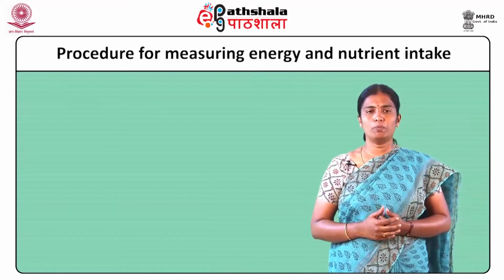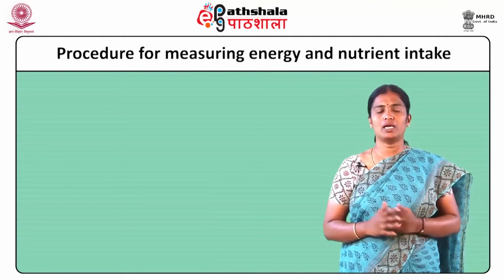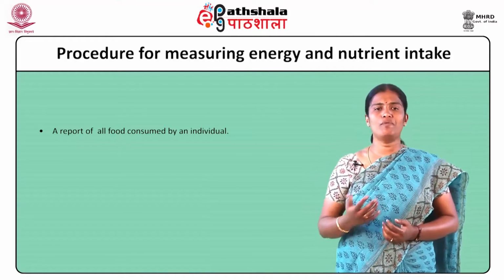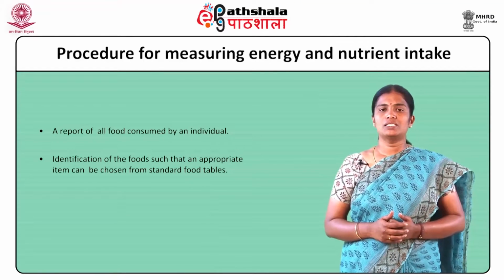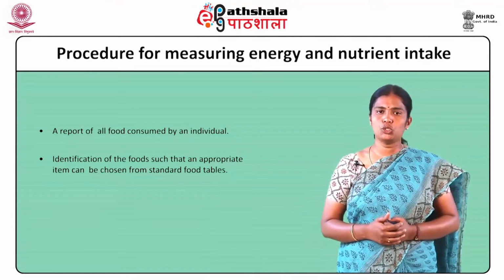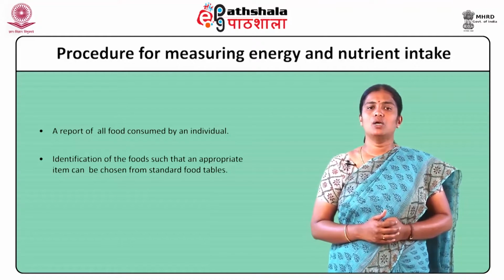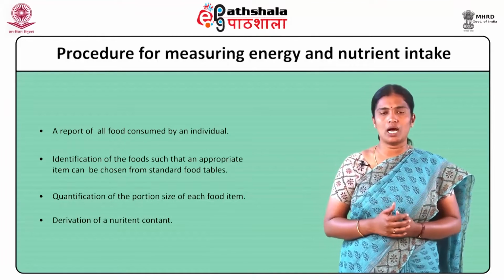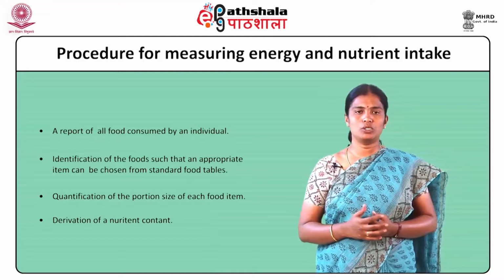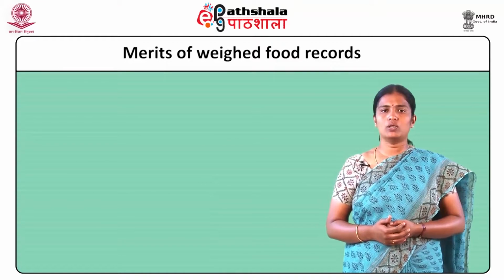The 7-day weight record has often been taken as a gold standard against which less detailed and demanding methods can be compared later. In general, the procedure for measuring energy and nutrient intake involves a report of all the weighed foods consumed by an individual, identification of the foods such that an appropriate item can be chosen from standard food tables, quantification of the portion size of each food item, and finally deriving the nutrient content of the foods consumed.